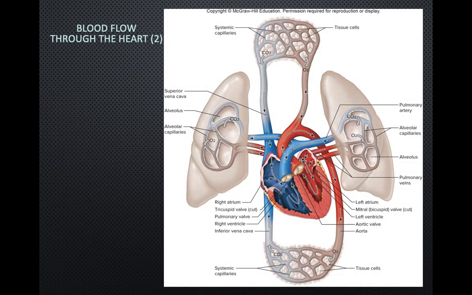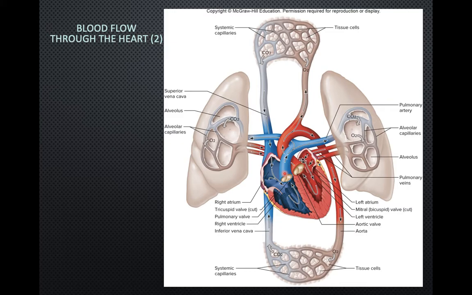Okay, so again, let's start with the body tissues. Let me grab my laser pointer. Going with the body tissues, we have deoxygenated blood being sent back into the superior and inferior vena cava, going into the right atrium. From the right atrium, deoxygenated blood, it's blue, right? Heavy in carbon dioxide, heavy in wastes, passes into the right ventricle through the tricuspid valve, and then it passes into the pulmonary trunk through the pulmonary valve.